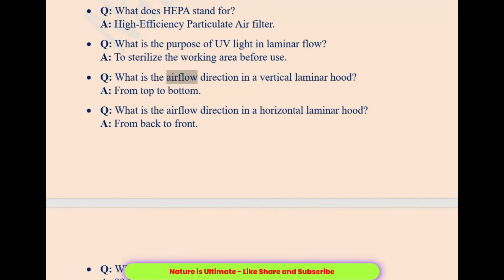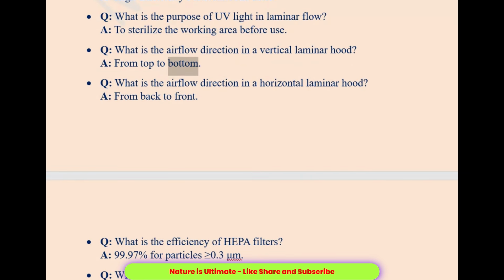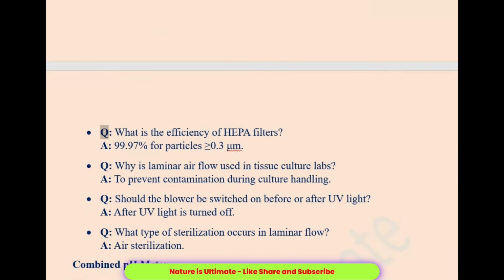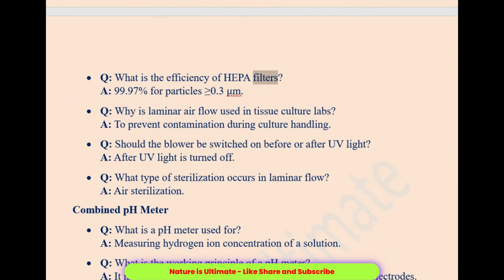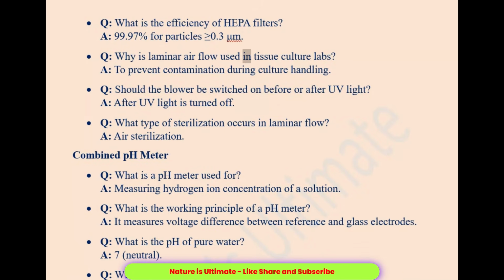Q. What is the airflow direction in a vertical laminar hood? A. From top to bottom. Q. What is the airflow direction in a horizontal laminar hood? A. From back to front. Q. What is the efficiency of HEPA filters? A. 99.97% for particles greater than or equal to 0.3 μm. Q. Why is laminar airflow used in tissue culture labs? A. To prevent contamination during culture handling.